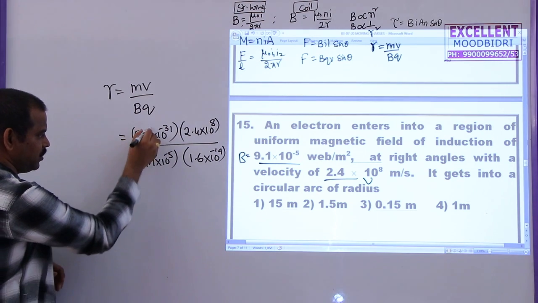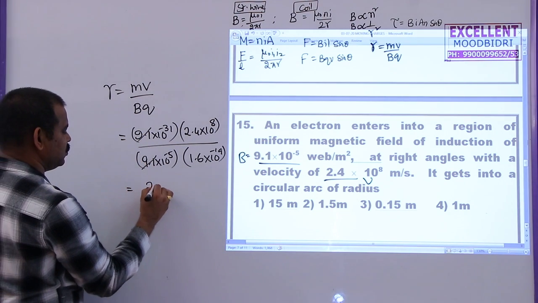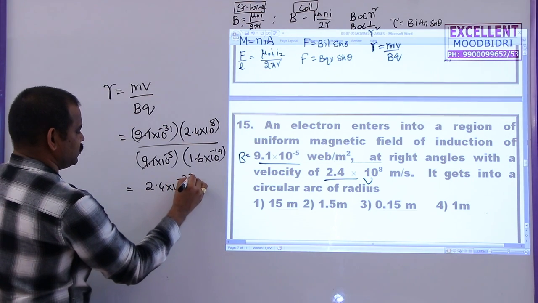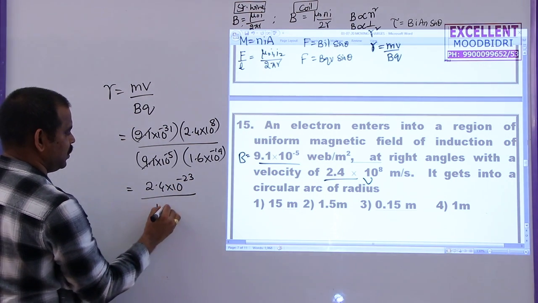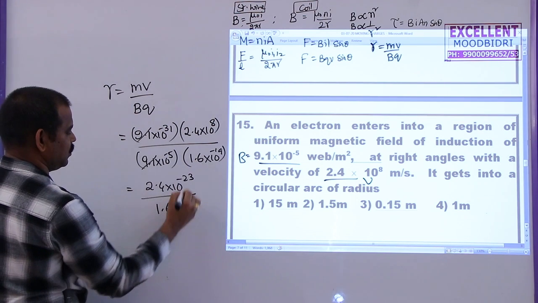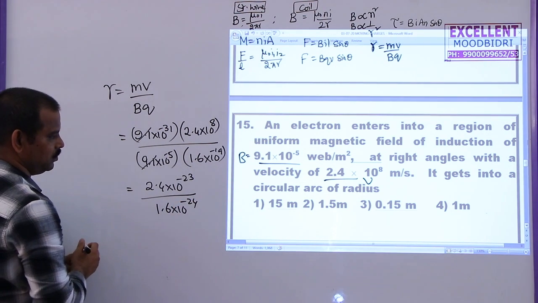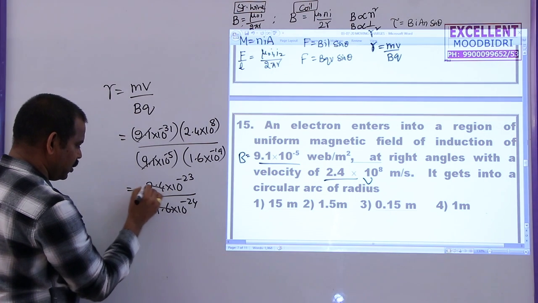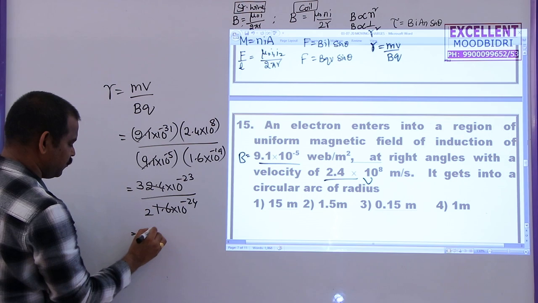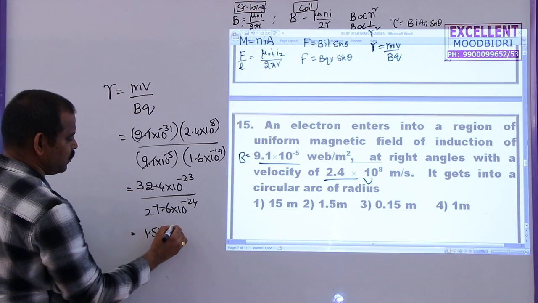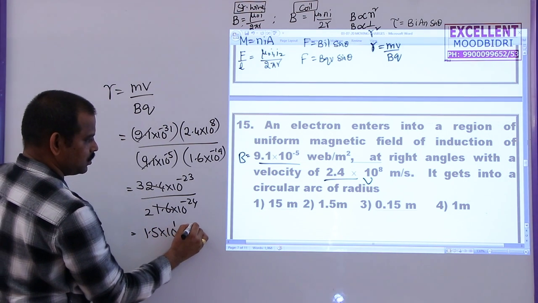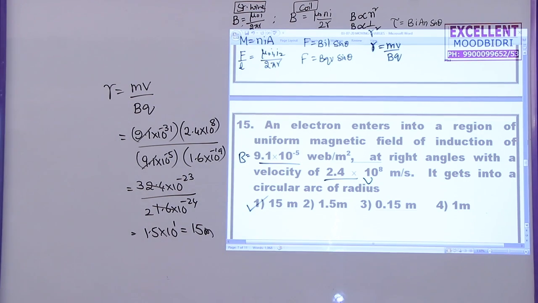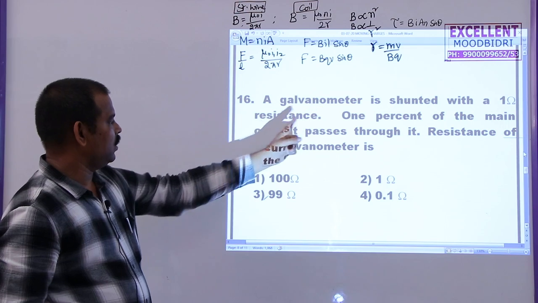You can see the 9.1 and 9.1 cancel. So this is 2.4 into 10 power minus 23 by 1.6 into 10 power minus 24. So this will be 0.83, so this is 1.5 into 10 power 1. So this is 15 meters. Option 1 is correct.